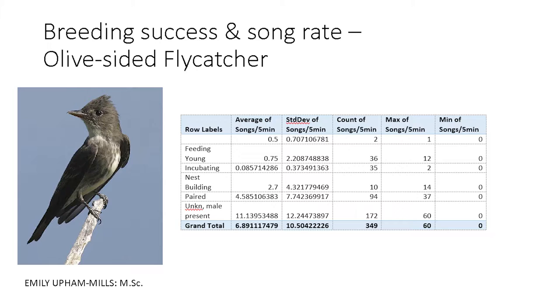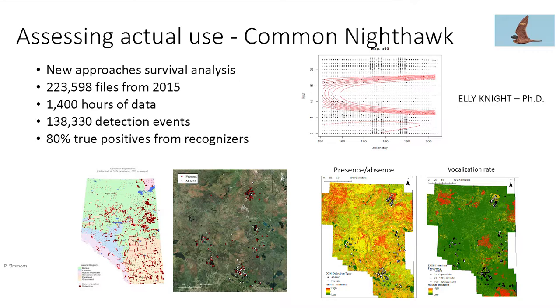Now Ellie, who's in the back, probably has the most successful recognizer right now, working on the common nighthawk. I want to stress a couple things. Common nighthawk: we have no data for this in the BAM data set. Very little. ABMI had very little. We thought, there's not many common nighthawks. Well, no, that's because we didn't count at the right time of day. If you count in the evening, you get tons of them.